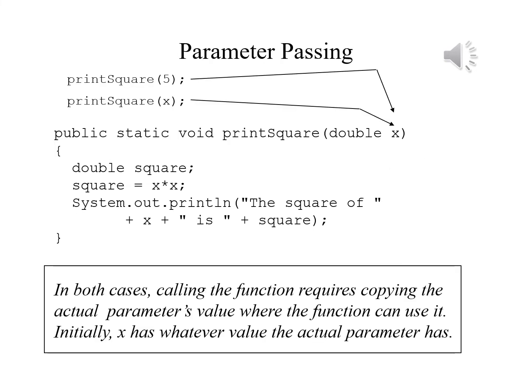The way we communicate values between the method that is doing the calling and the method that is being called is called parameter passing. You see at the top of the slide two instances of printSquare being called. In the first, we are passing it the value 5, and in the second, passing it the value of the variable x, whatever value we assigned to it earlier. These values get copied over into memory set aside for the method printSquare. That value can then be used to calculate the square and to print it out.